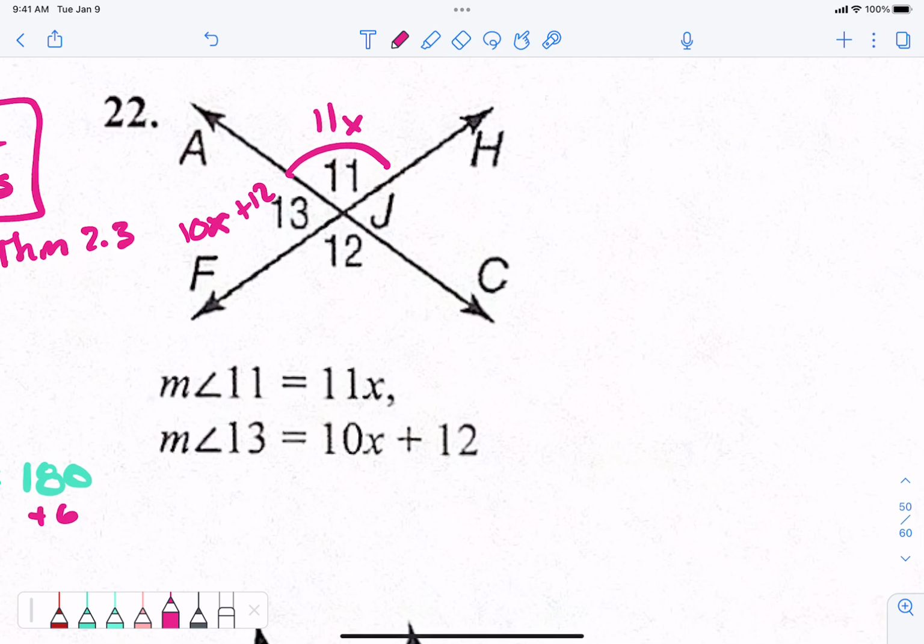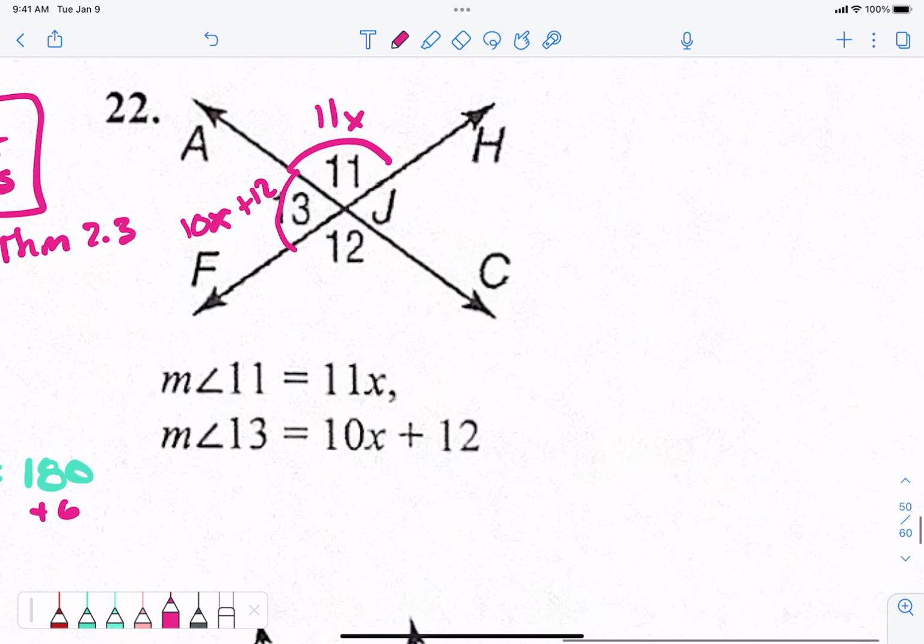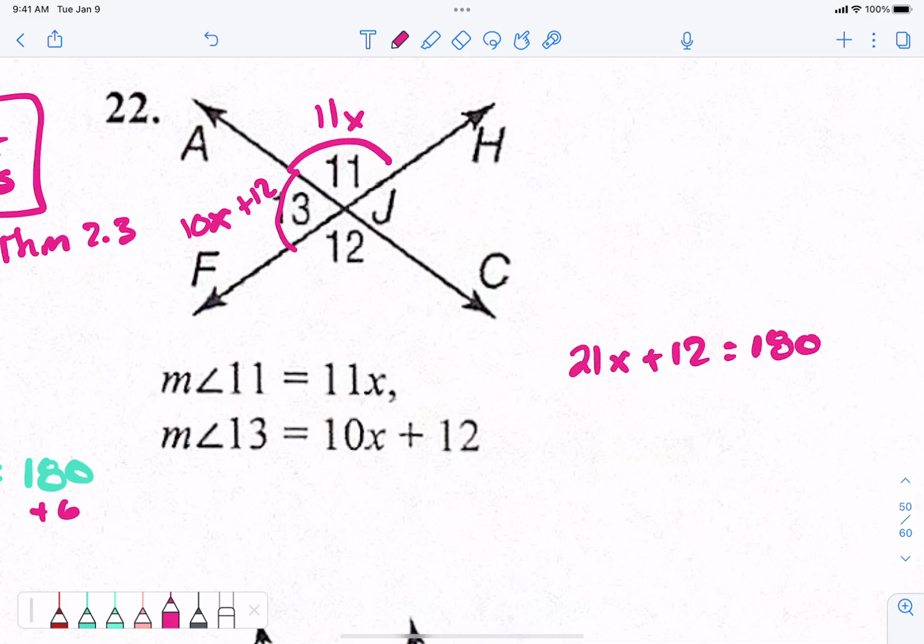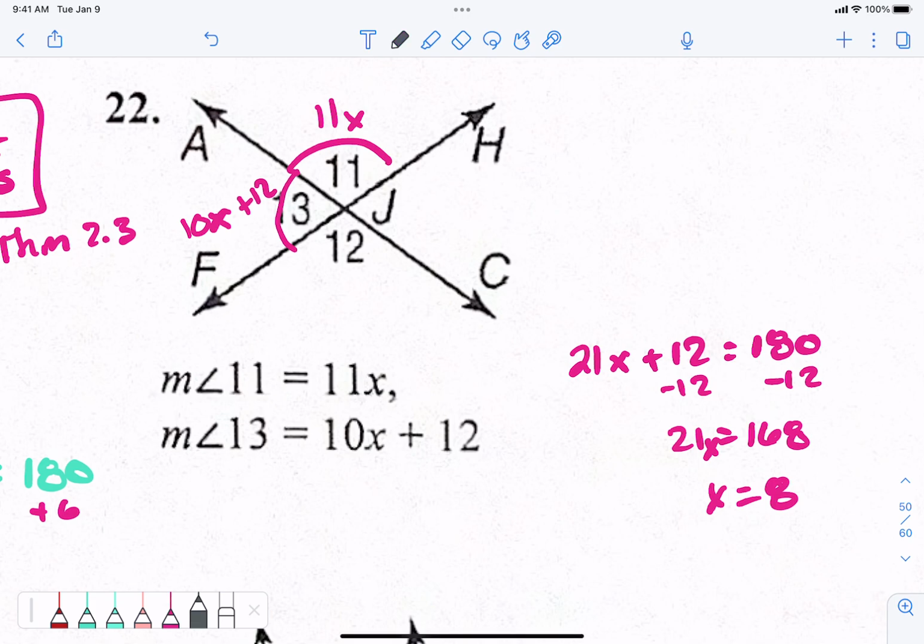This is all the same. They're all adding up to be 180, right? Okay. So that would be 21x plus 12 equals 180. Minus the 12. What's 180 minus 12? 168, and x is 8. Perfect. Okay, plug back in.